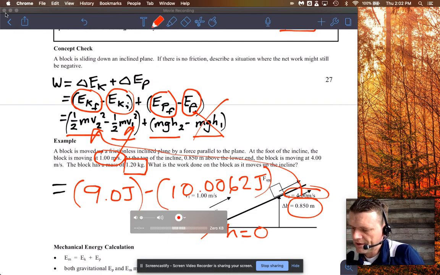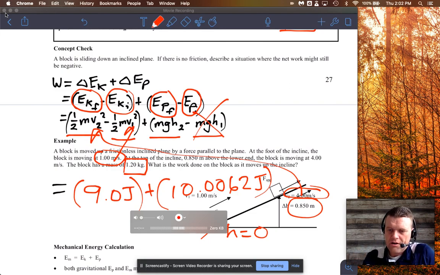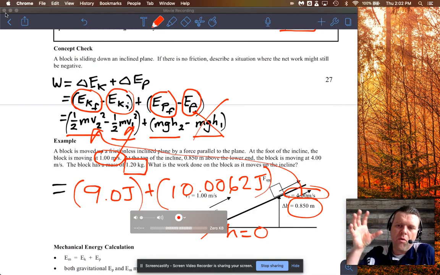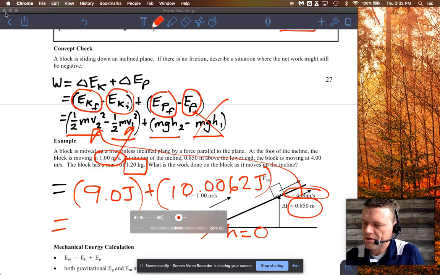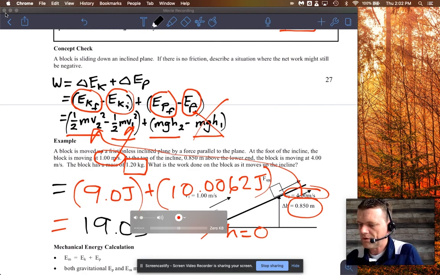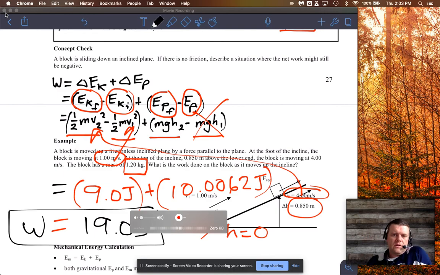Okay, so sorry, I'm not subtracting, I'm adding. Sorry, I'm adding the changes in their energies. Okay, so they both have a positive change, if you will, because they have more energy in the second position than they did in the first, with both kinetic and potential, if you can follow that. Okay, so yeah, the simple answer here, it's 19 to 3 digits. We'll just say it's 19 joules. Okay, so the work done would be 19.